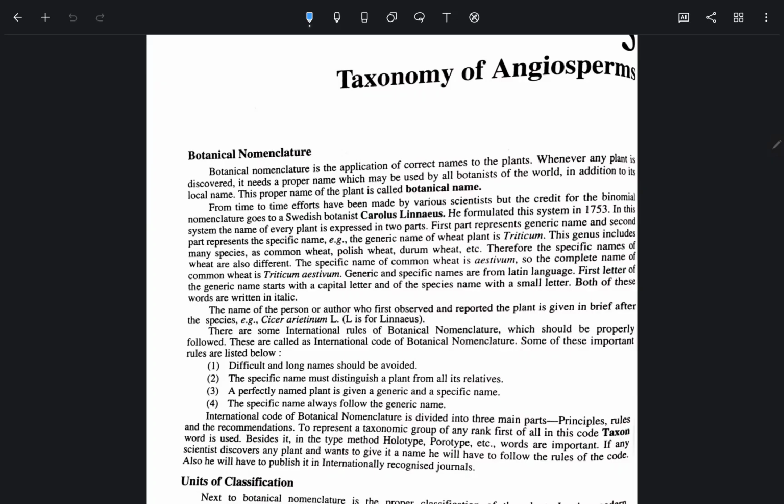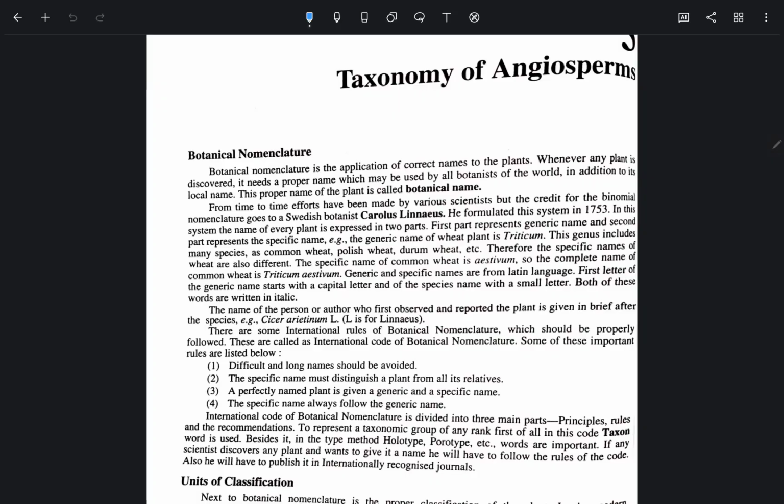The generic name of the wheat plant is Triticum. This genus includes many species such as common wheat, Polish wheat, and durum wheat. Therefore, the specific name of common wheat is Triticum aestivum. Generic and specific names are from the Latin language.